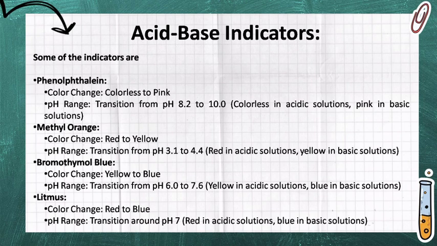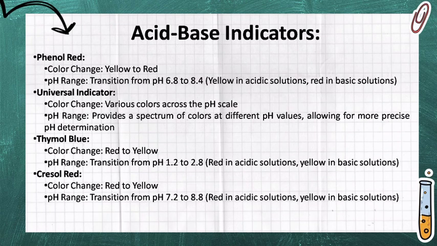Third, bromothymol blue. Color change, yellow to blue. pH range, transition from pH 6.0 to 7.6, yellow in acidic solutions, blue in basic solutions. Fourth, litmus. Color change, red to blue. pH range, transition around pH 7, red in acidic solutions, blue in basic solutions. Fifth, phenol red. Color change, yellow to red. pH range, transition from pH 6.8 to 8.4, yellow in acidic solutions, red in basic solutions.